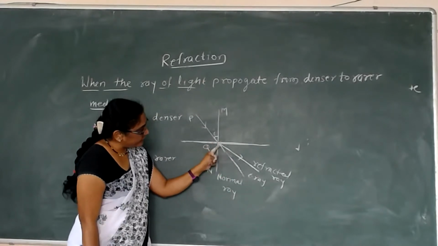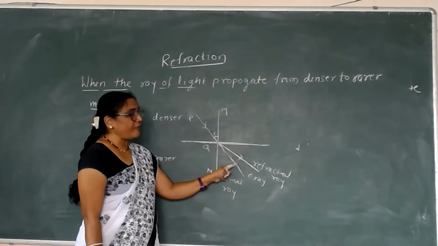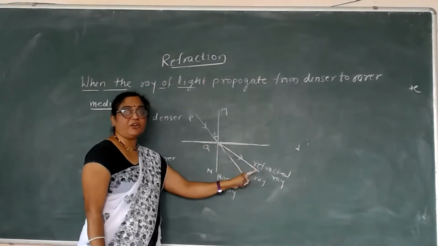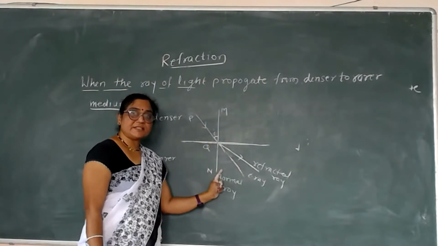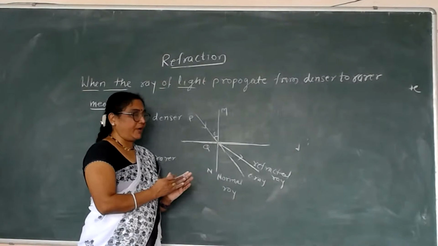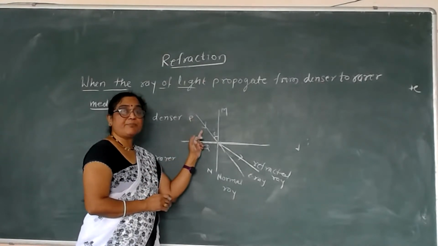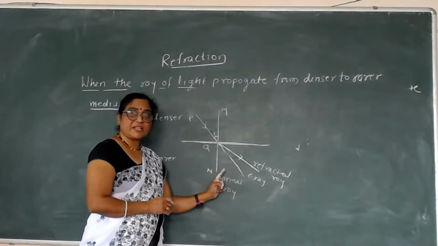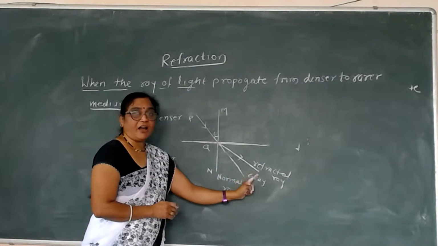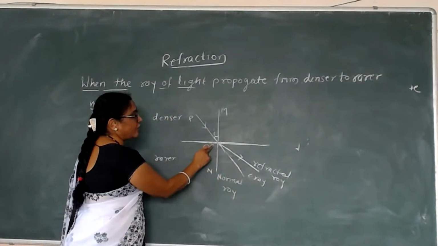So the ray of light bends away from the normal. When the ray of light passes from rarer to denser, it bends towards the normal because its velocity decreases. But when the ray of light passes from denser to the rarer, its velocity increases, so it bends away from the normal. So here this angle is known as the angle of incidence.